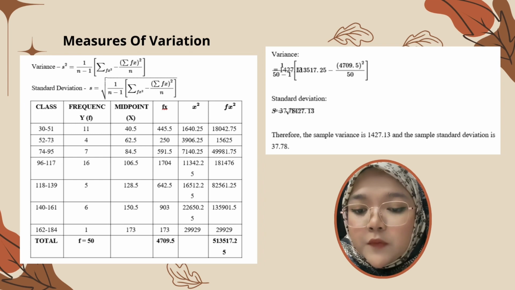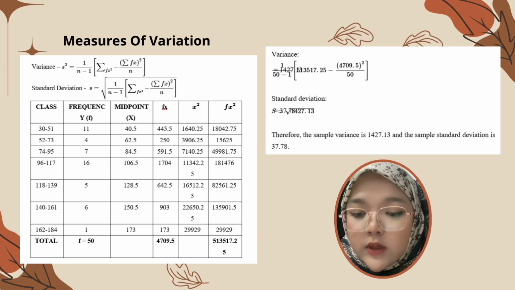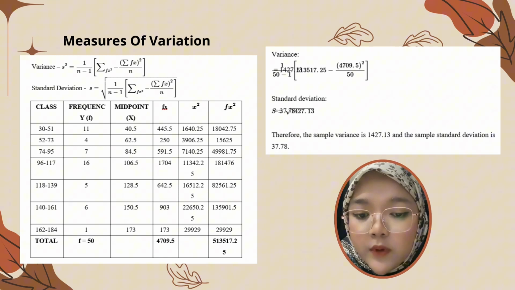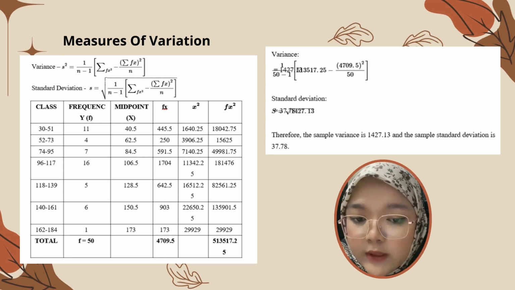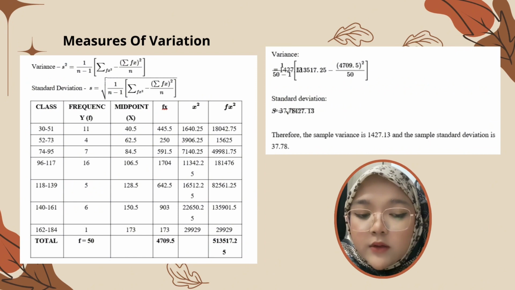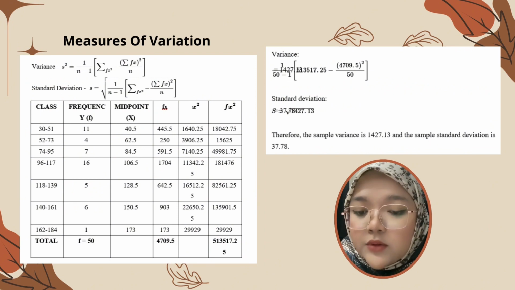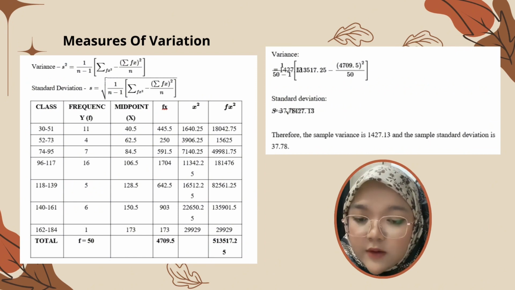Okay, next we move to the measure of variation. The answer is therefore the sample variance is 1427.13 and the sample standard deviation is 37.78.